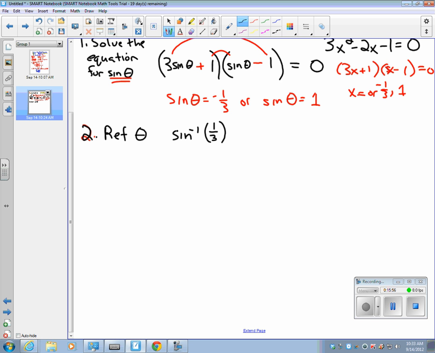So what is our reference theta? 0.3398? No, here's the thing. All of your answers have to be correct to 3 decimal places. So you have to put at least 4 on there, because later on when we add or subtract pi, we could mess up one of those decimal places unless we go to 4. Does that make sense? So put down 4.